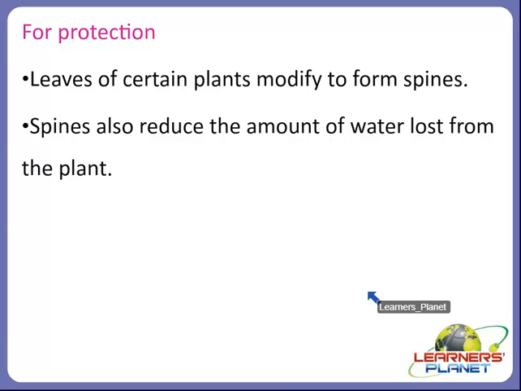Then there are leaves of insectivorous plants, in which, for example, in pitcher plant, the whole leaf gets modified into a pitcher, P-I-T-C-H-E-R, pitcher, while in bladderwort plant, some segmented leaves get modified into bladders, and they help in trapping insects. So these are some of the modifications of leaves which play a very important role for support, for storage of food and water, and for protection.